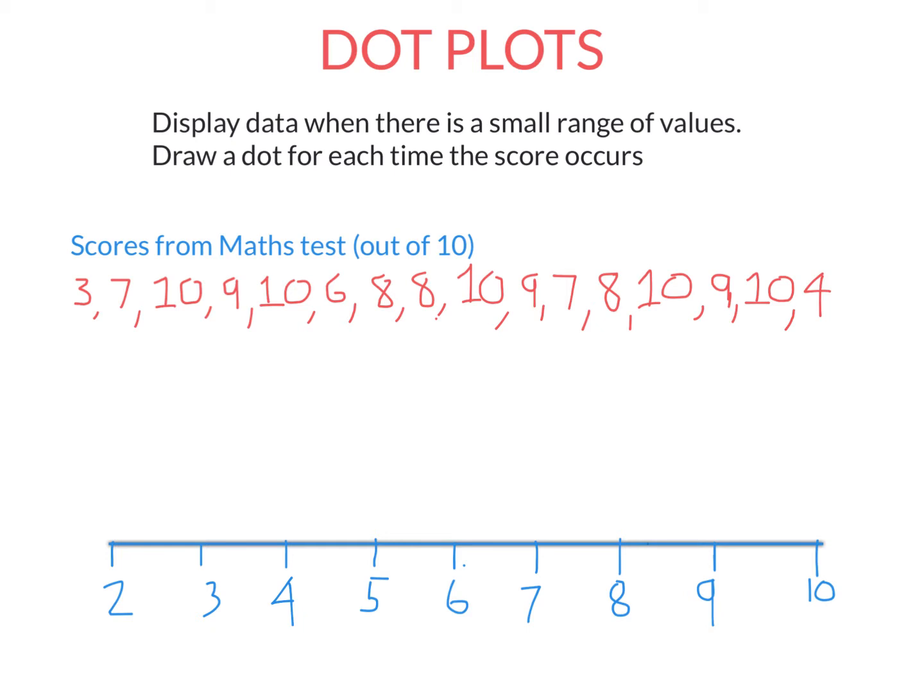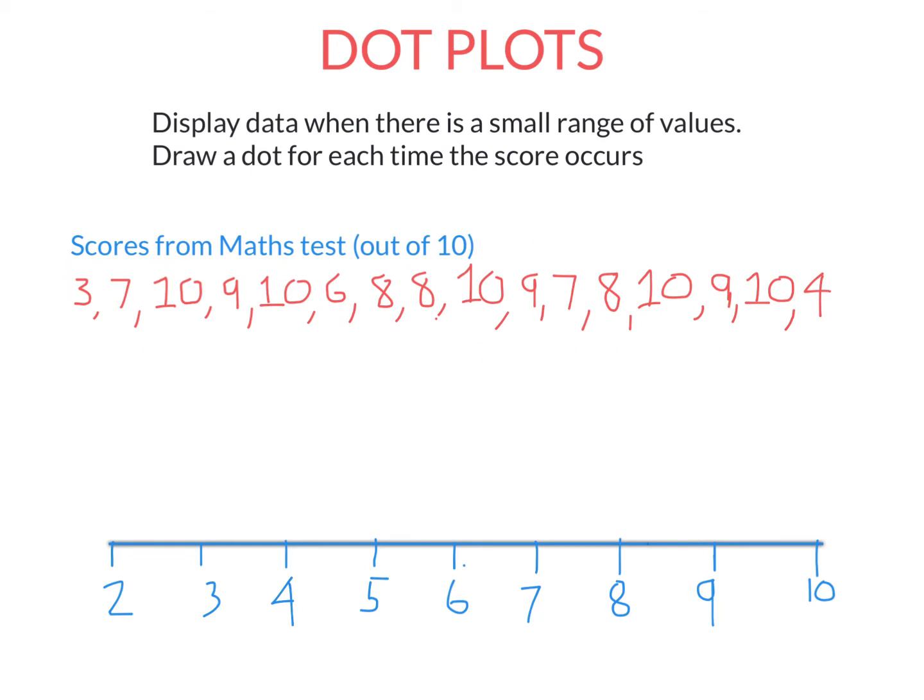So dot plots are a way to visually display data. We choose dot plots when there's a small range of values, like these values here that go from 3 to 10. And what we do is we draw a dot for each time the score occurs. So let's turn this data here into a dot plot.